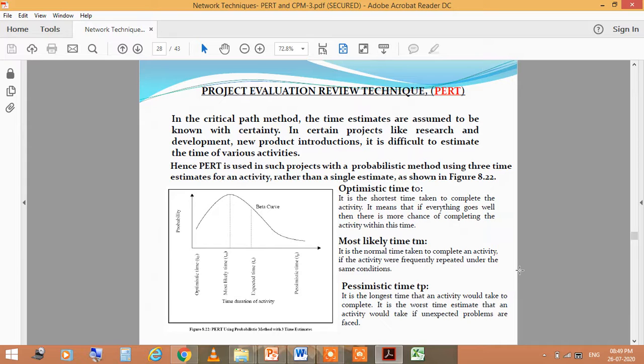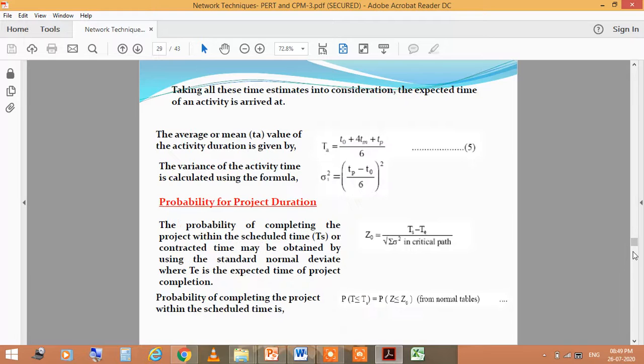The next is the pessimistic time, TP. It is the longest time that an activity would take to complete, the worst time estimate if unexpected problems are faced. Taking all these time estimates into consideration, the expected time of an activity is arrived at as the average or mean value of the activity duration, which is given by this formula. You can calculate it through this.